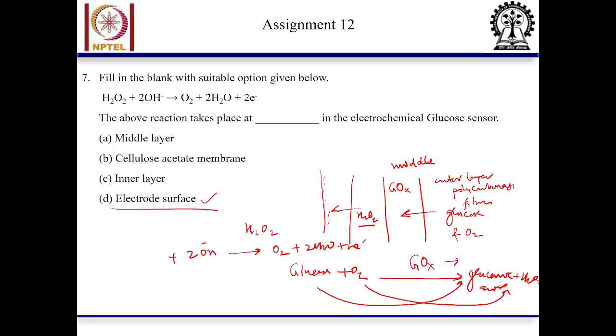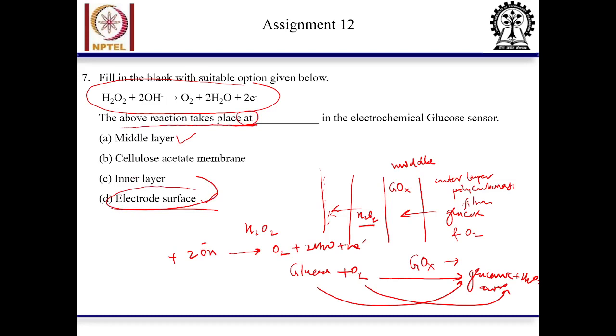So in the middle layer, what is happening? Your glucose oxidase is basically converting glucose to gluconic acid and oxygen to H2O2. So this is in the middle layer. The question is where this reaction is happening, H2O2 converting to O2. That will happen at the electrode surface in the inner layer. Okay, so here the above reaction takes place at the electrode surface. Okay, yeah.